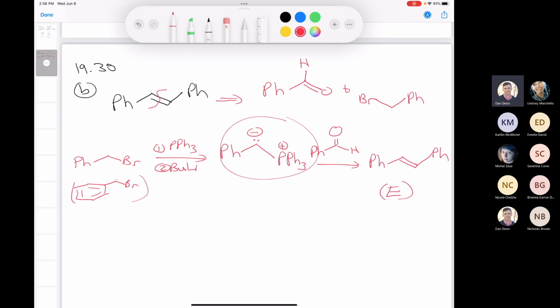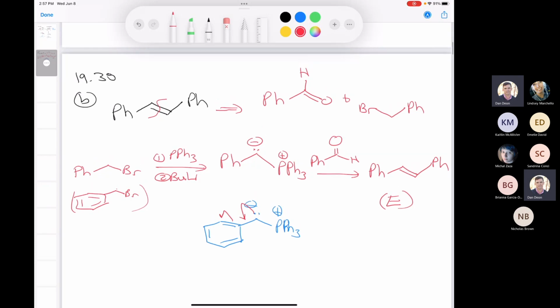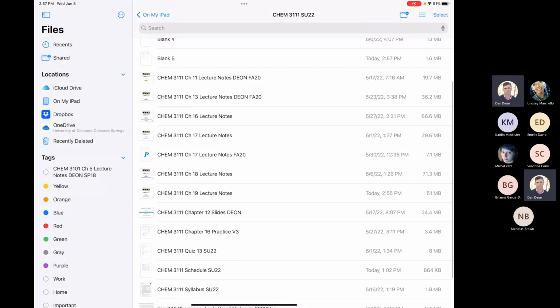It's because this is resonance stabilized, right? You should be able to draw all the resonance contributors, PPh3, to show the delocalization of these electrons. You would start like this and say, okay, well, I can draw a resonance contributor like that and push the electrons all the way around the ring. And that is why I end up with the E product. There we go. Some good practice on Wittig, Grignard, cyanohydrins, a little bit of everything.